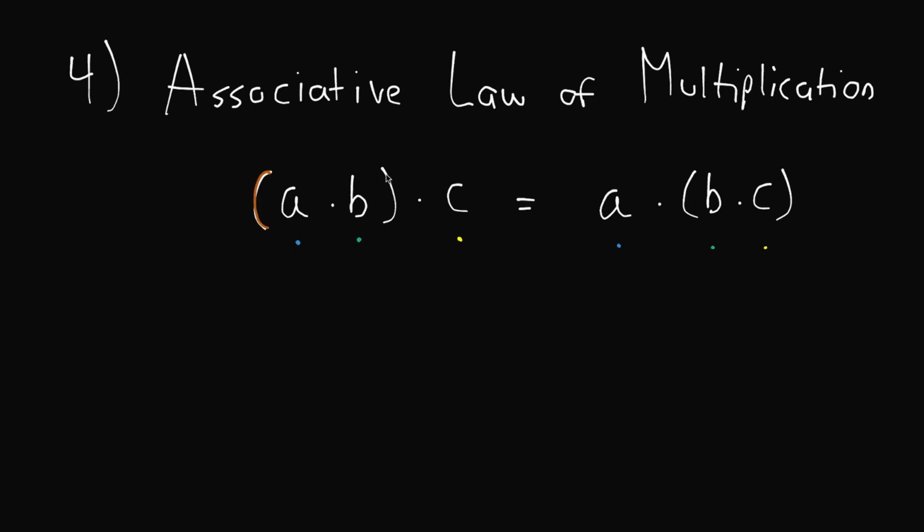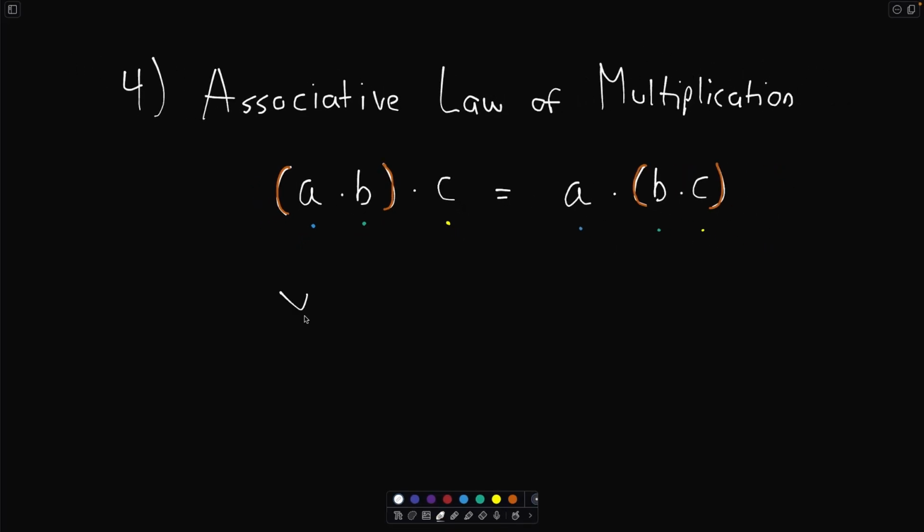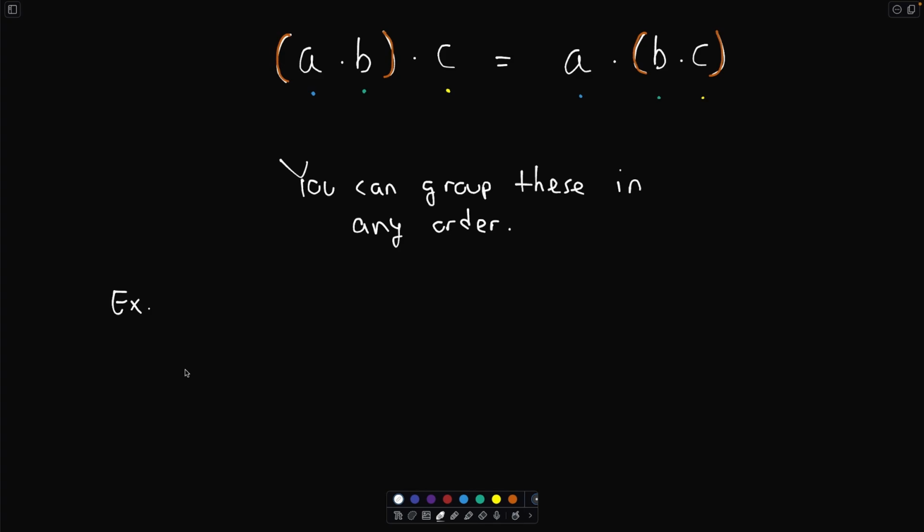A and B on the left side are in parentheses, and on the right hand side, B and C are in parentheses. You could group these in any order as well. Let's look at an example. How about 2 times 3 in parentheses times 4?